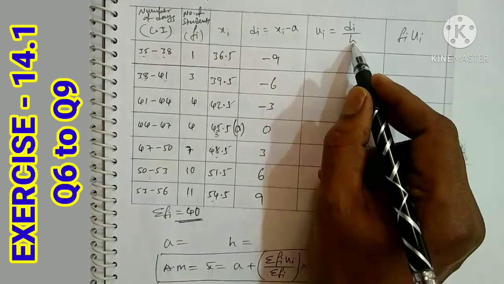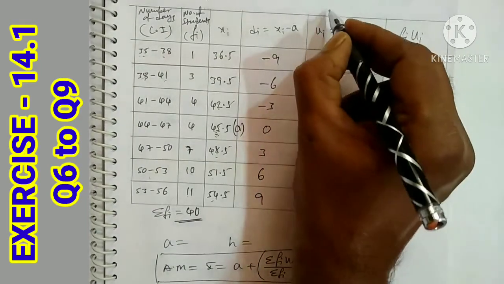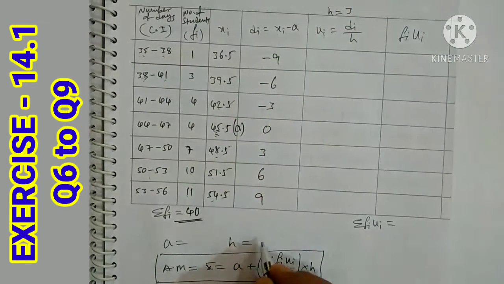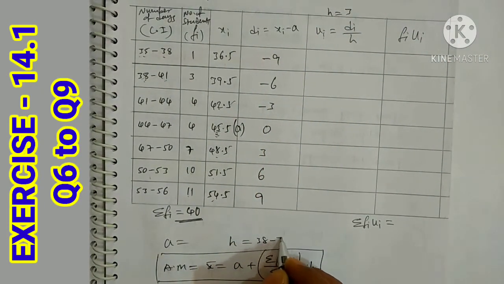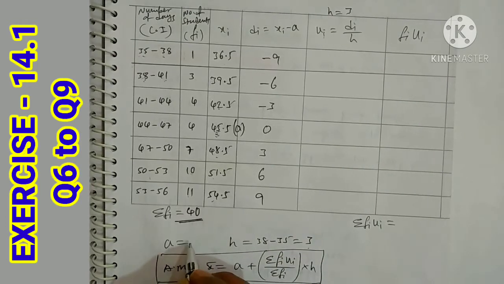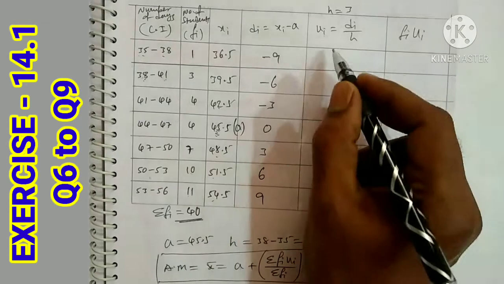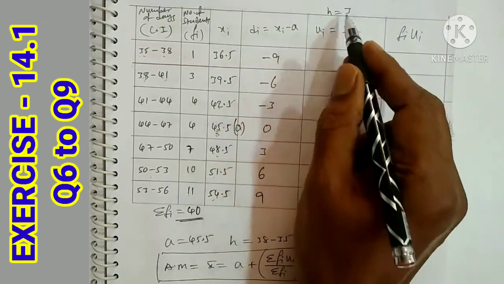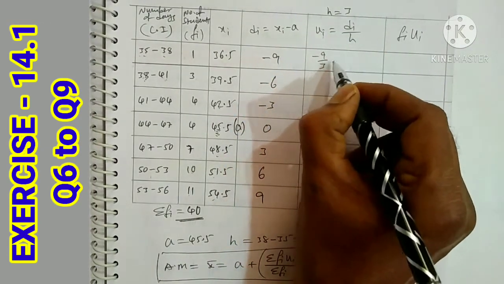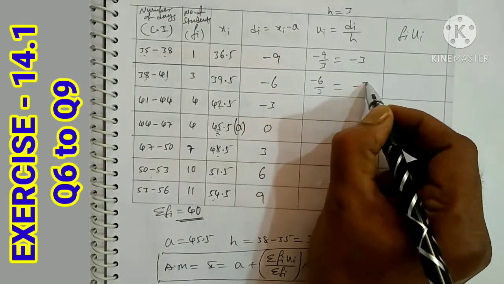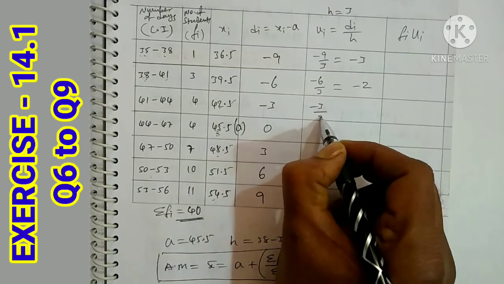Now for ui, you find di by h. The h value: 38 minus 35 is 3. Here 38 minus 35 is equal to 3. This is the h value. The A value we have taken is 45.5. Now minus 9 by 3 is equal to minus 3. Minus 6 by 3 is equal to minus 2. Minus 3 by 3.